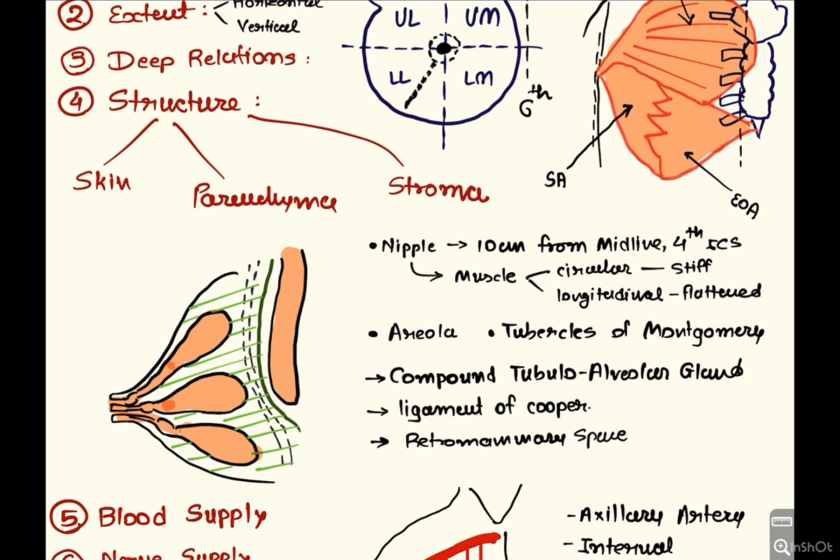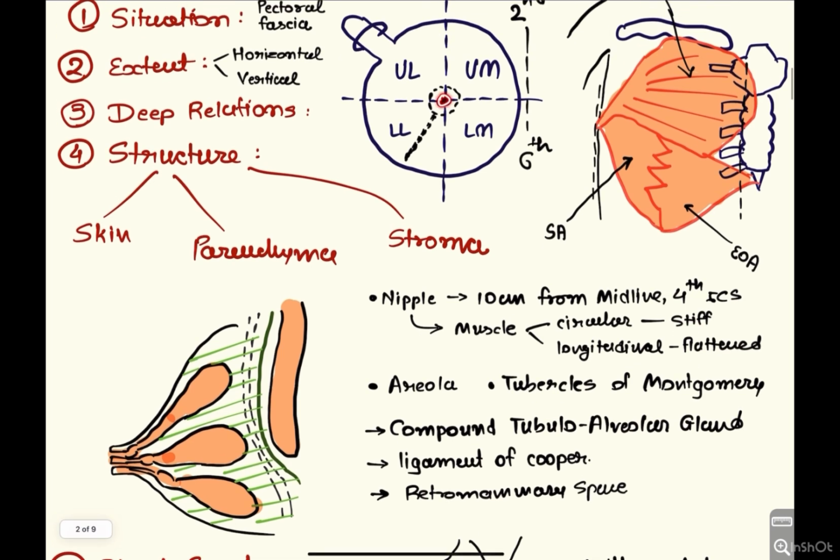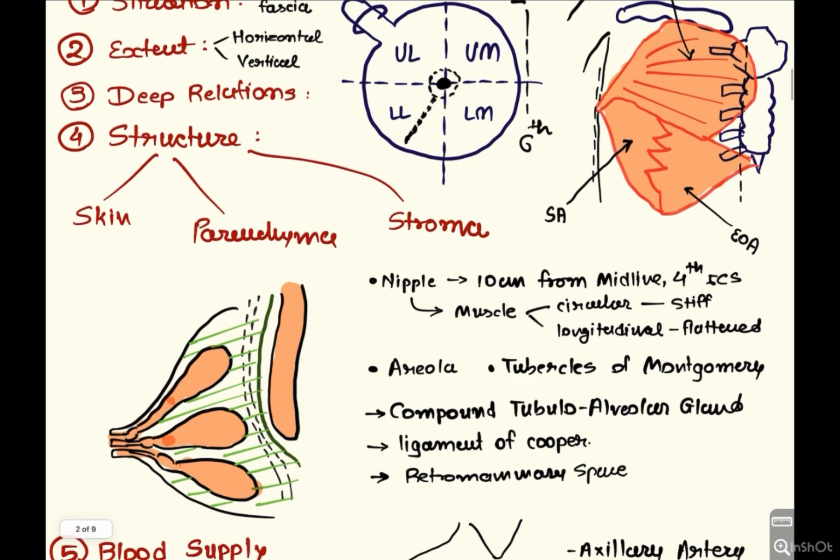The nipple has two kinds of muscles, circular and longitudinal. Circular to make the nipple stiff and longitudinal to make it flatten. See, this is the nipple. Around the nipple we can see elevated skin, and that is known as the areola. And when a mother is lactating, during lactation, we can see some elevated tubercle-like structures around the nipple, and that is known as the tubercles of Montgomery.